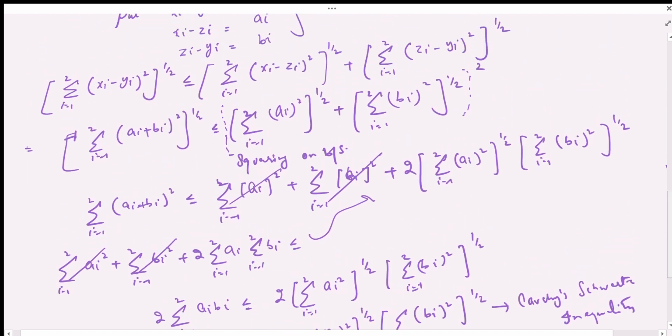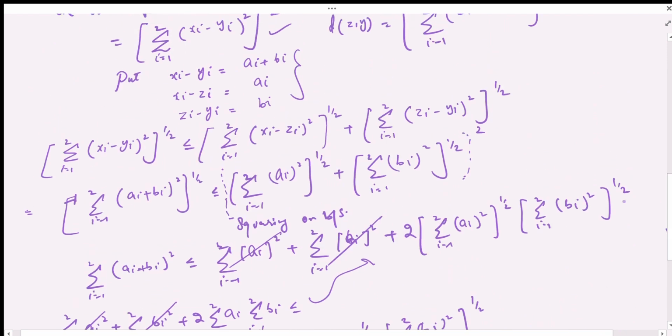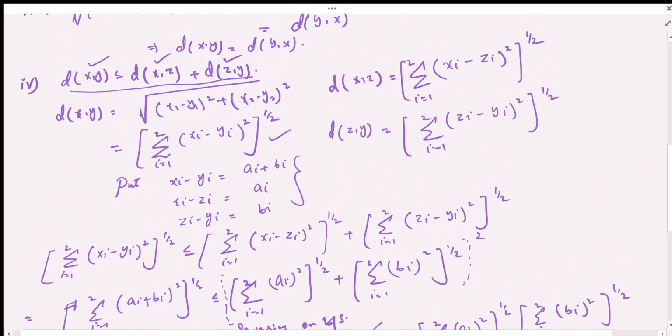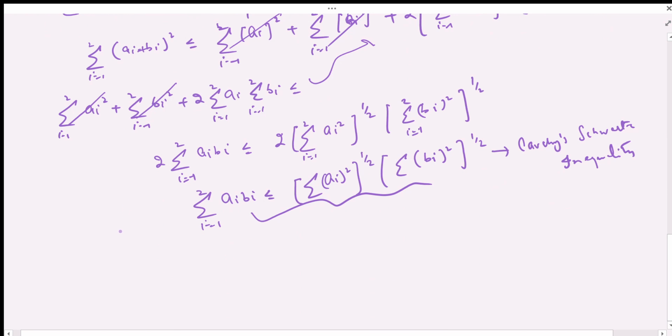It means that what I have supposed, that d(x, y) is less or equal to this plus this, is also true. Means all the conditions are satisfied. So we proved that this d is a metric, and consequently you can say that (R square, d) forms a metric space. Thank you.